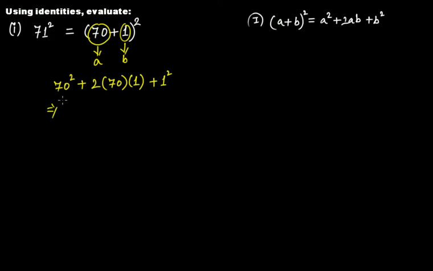If you solve this, you get 4900 plus this is 140 plus 1. If you further solve this, you get 4900, then 5041. So this is your answer. This is the evaluation of 71 squared using identities.